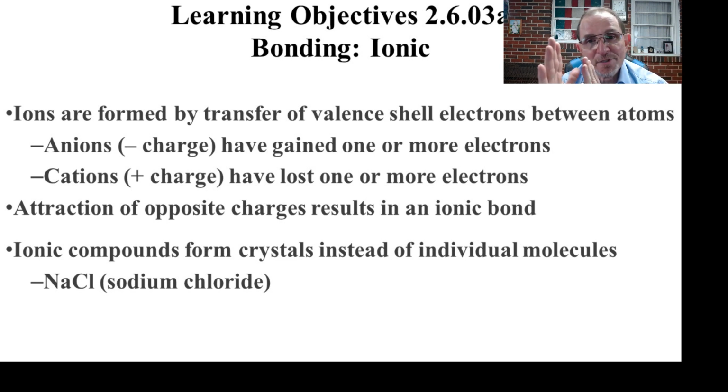Chlorine, on the other side of the periodic table, has 7 electrons in its outer shell. It needs 1 desperately, and it's going to take 1. So sodium and chlorine is a marriage made in heaven. Sodium wants to get rid of 1, chlorine wants to take 1. So we have an electron leaving the sodium atom and becoming part of the chlorine atom.